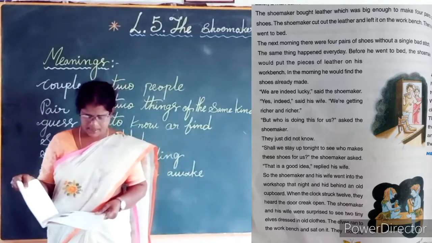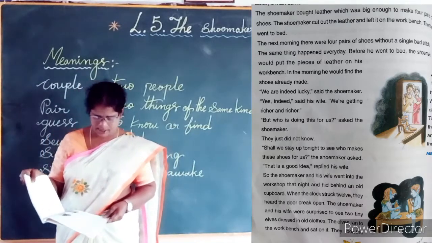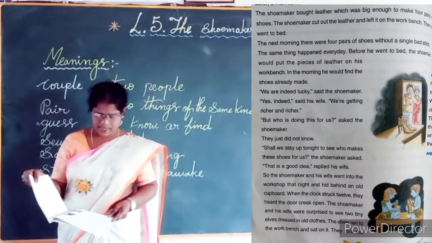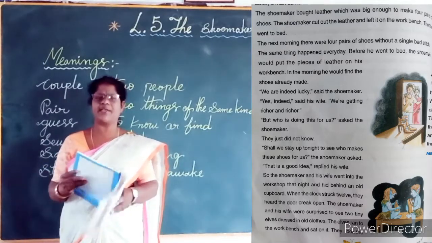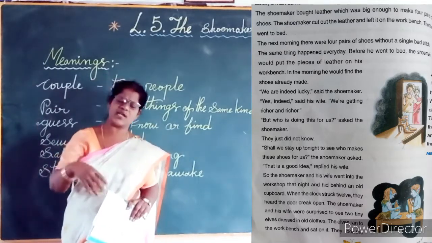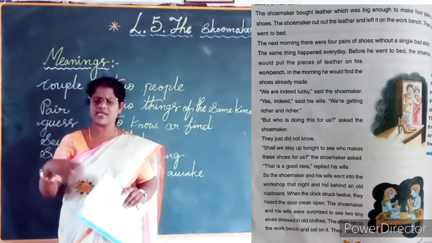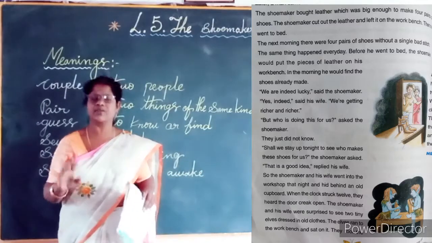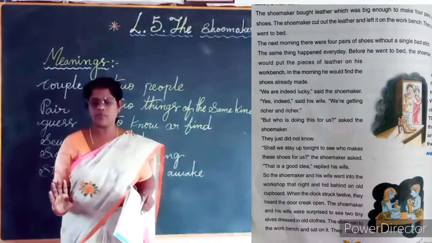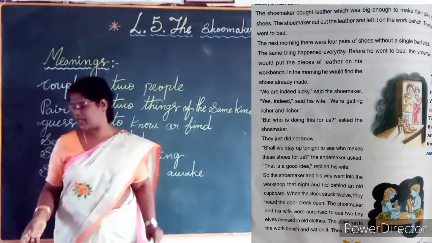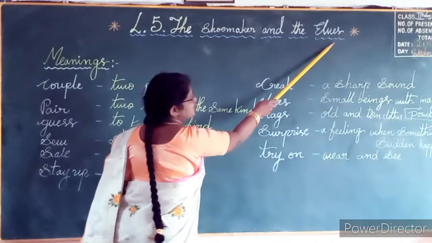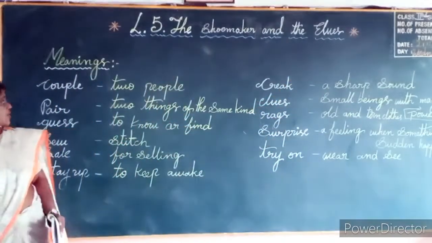That is a good idea, replied his wife. So the shoemaker and his wife went into the workshop in the night. Every day it is happening like this. Every day the shoemaker is bringing leather and those are being stitched. Like that one day they were not sleeping and they were trying to see who is doing all this work. And now come these two children. Who are those two children? Elves. Elves means, what do you say?